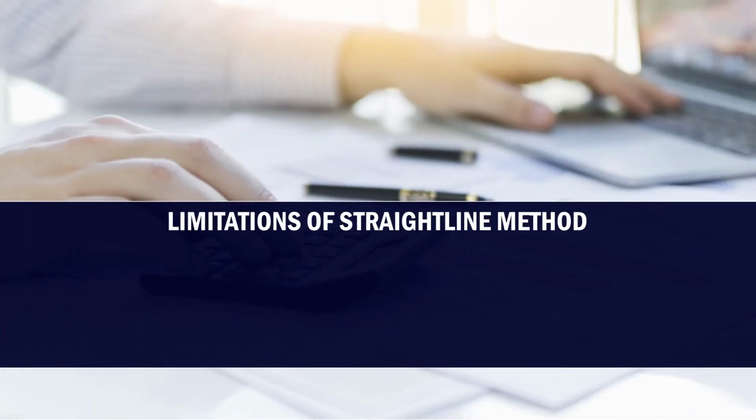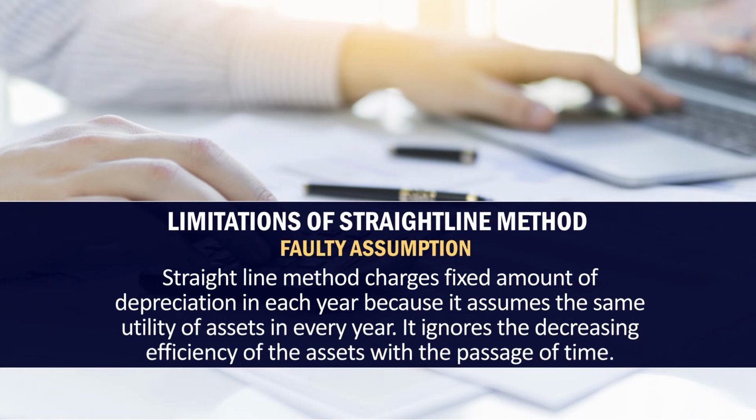Limitations of the straight line method. See, the first one is faulty assumption. The straight line method charges a fixed amount of depreciation in each year because it assumes the same utility of the asset in every year, which is not true in practical life. It ignores the decreasing efficiency of the assets with the passage of time, because in the initial years the efficiency of the asset is more.